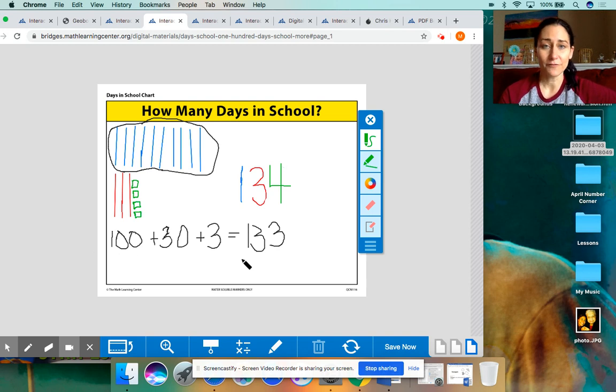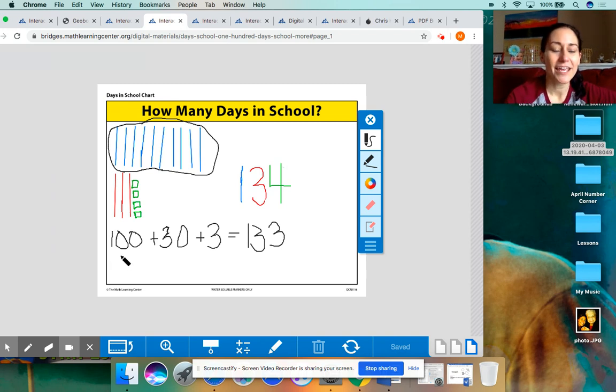This equation from Friday, we made a big long equation. We said one group of 100 plus 30 plus 3 equals 133. I'm going to make a new problem today. And instead of doing 100, I'm actually going to cut that in half. Does anybody know the doubles fact that equals 100? If you know it, whisper to your parents. I know it's a challenge question today.